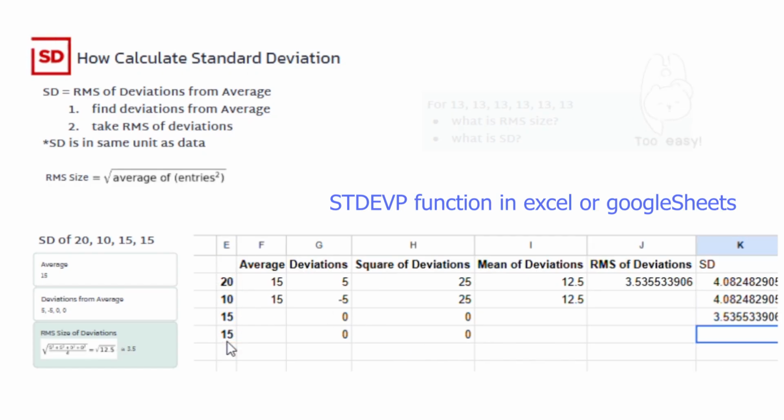Okay, note that standard deviation is in the same unit as your data, because squaring first, then taking the square root returns you basically to the original unit. Also note that you should not confuse the standard deviation of the list with its RMS size. Now moving on, let's look at a more practical case.